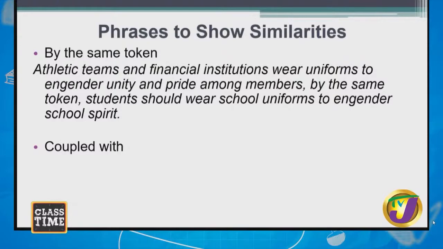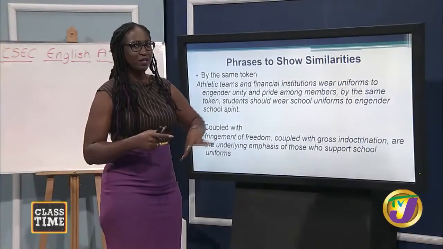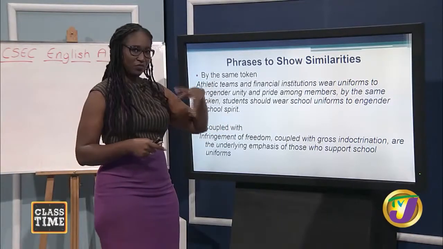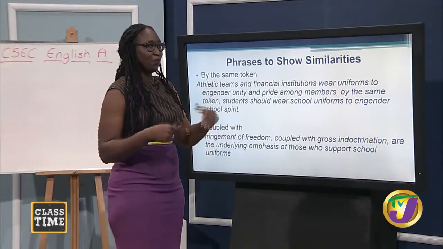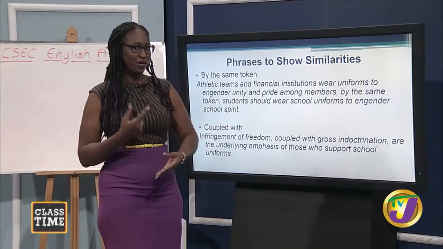Now let's look at how you would use coupled with. So, infringement of freedom coupled with gross indoctrination are the underlying emphasis of those who support school uniforms. Now that's a very strong argument that is being made. So the similarity being shown, when you infringe on people's freedom, when you have gross indoctrination, what you're doing is the same as forcing students to wear a uniform.